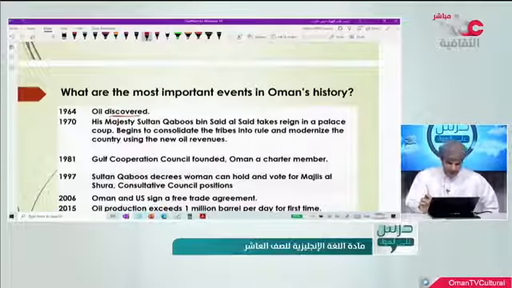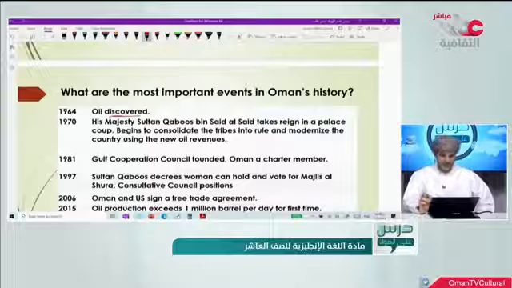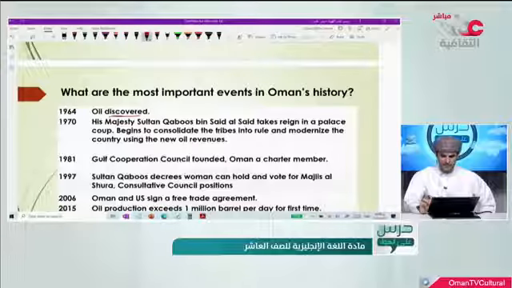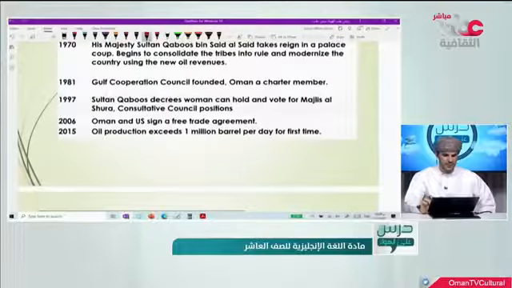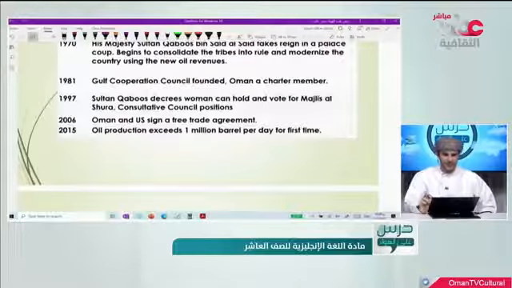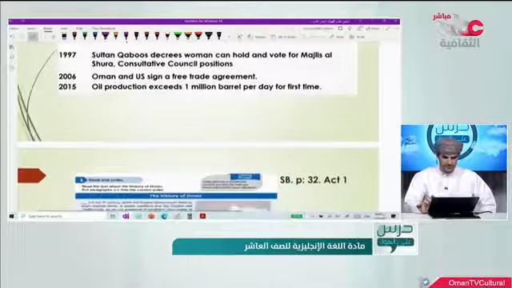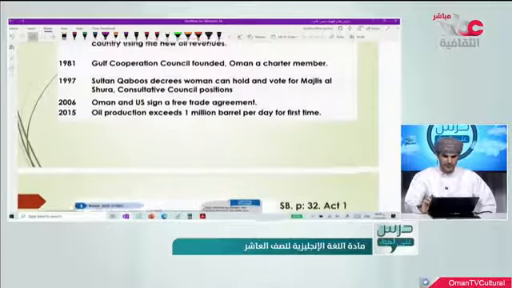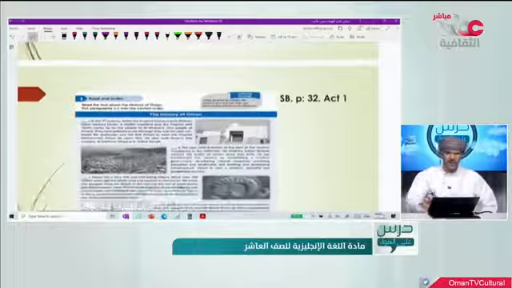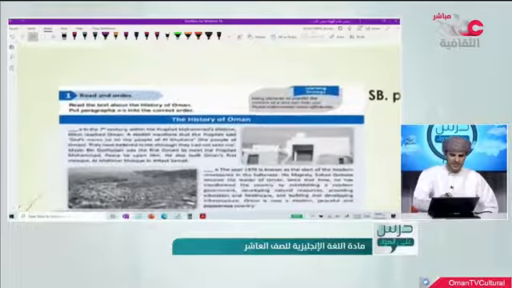1970. His Majesty Sultan Qaboos bin Said Al Said, may hundreds of blessings be upon him, takes reign in a palace coup. 1981, where I was born, Gulf Cooperation Council founded, Oman a charter member. We have many important events of Oman. You just put some light on them.